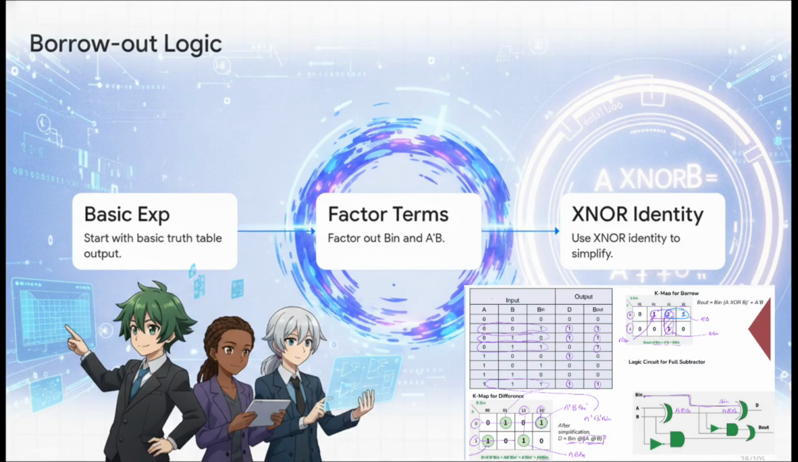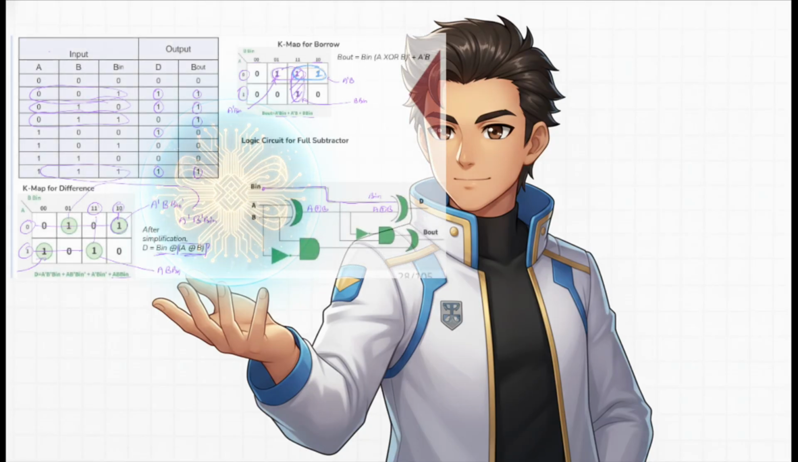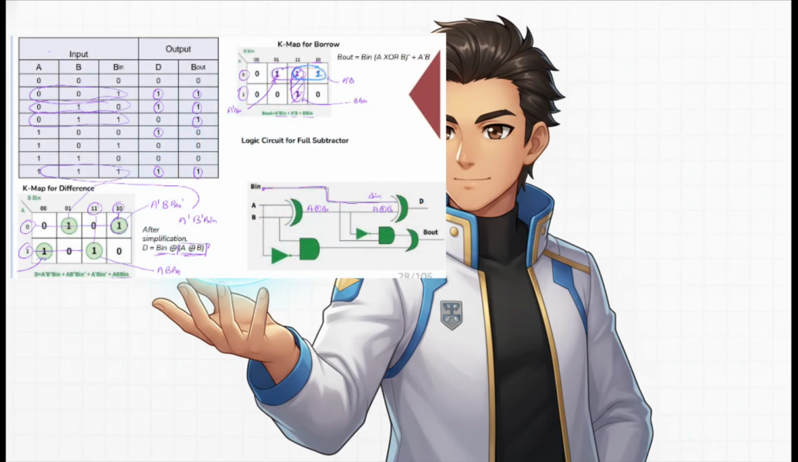Now, we literally just rinse and repeat that exact same step-by-step process to build our borrow out expression. Step 1 is our basic expression for borrow out derived straight from the truth table. In step 2, we factor those common terms, pulling out bin and A not B. And for step 3, we use our XOR and XNOR properties again, specifically using the XNOR identity, to condense those factored terms down. And ta-da! Revealing our final equation for the borrow out: B out equals bin ANDed with the not of A XOR B, plus A not B. The K-map perfectly handled all the complex logic required to carry the borrow to the next stage and wrapped it up in this incredibly optimized mathematical bow.